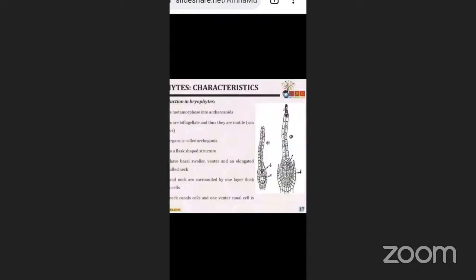Here the sex organs are at the tip of the fertile branches. The sporophyte consists of the foot, seta, and capsule. This sporophyte depends on the gametophyte. Spores on germination give rise to the gametophyte, and the gametophyte develops completely into the adult plant.